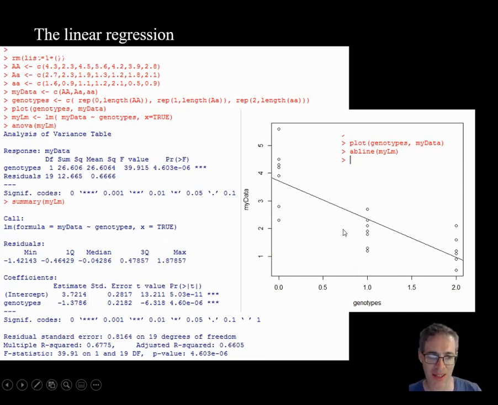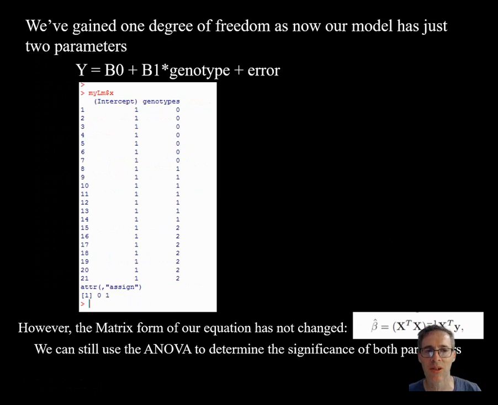And in this case, we're asking R to make a linear fit between the dose of the genotype and whatever your data represents here, and then we test a null hypothesis that the slope equals 0. So we've gained 1 degree of freedom as our model just has 2 parameters.